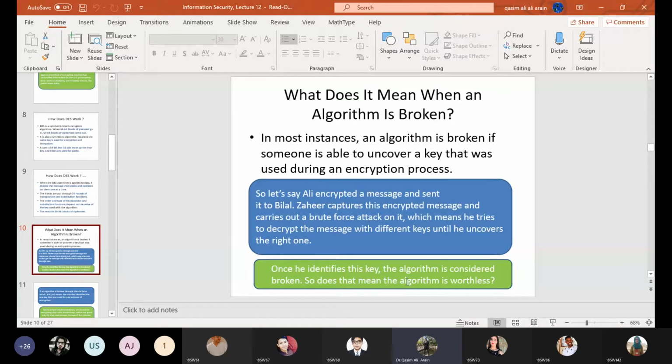So does that mean the algorithm is worthless? Now, this is just an example. There are two people, Ali and Bilal. They want to communicate by using a symmetric algorithm. Ali has encrypted the message and sent it to Bilal. In between, Zahir has intercepted that communication. Then he is going to apply a brute force attack in order to uncover that information.